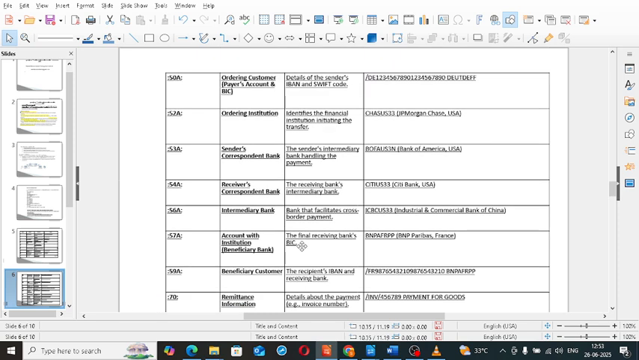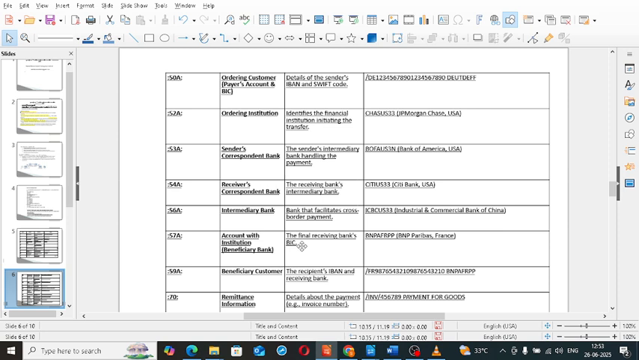After that comes the financial institution, the ordering customer who initiates the transaction: that person's account number or party identifier should occur. 52A is the ordering institution. Which bank initiates the transaction? That bank's BIC code should appear.